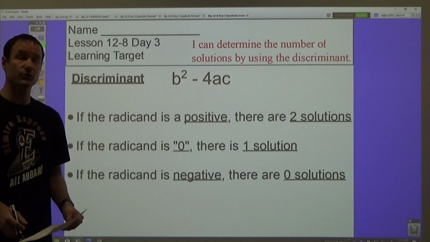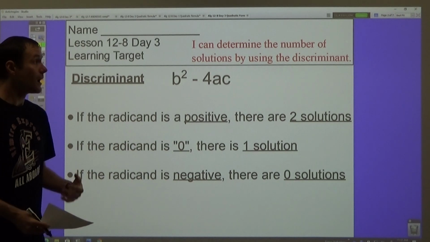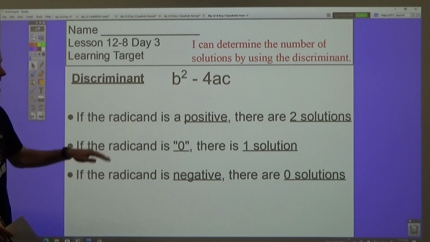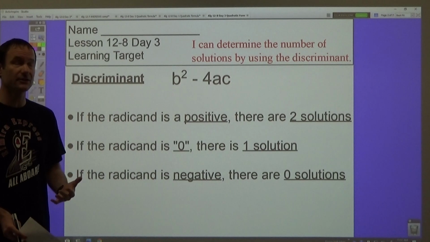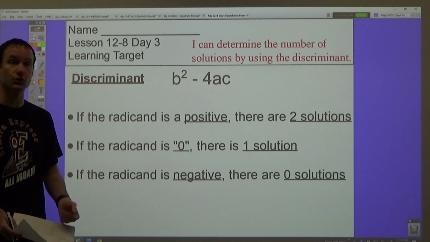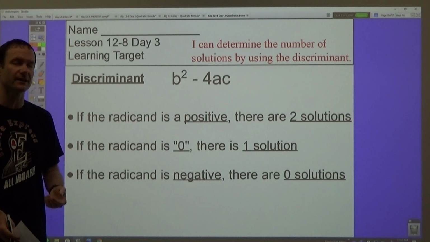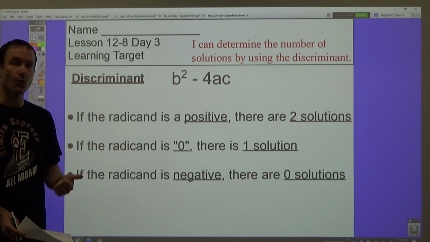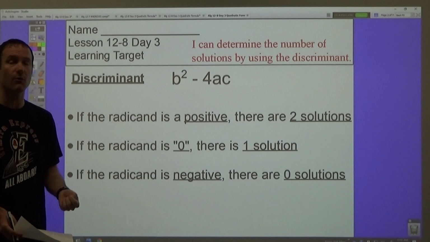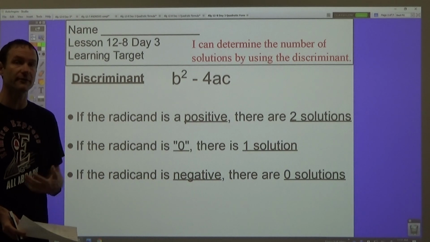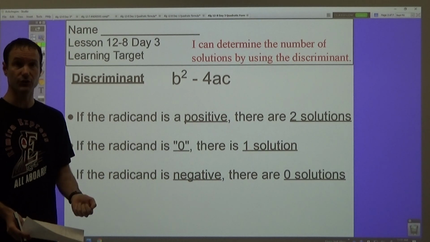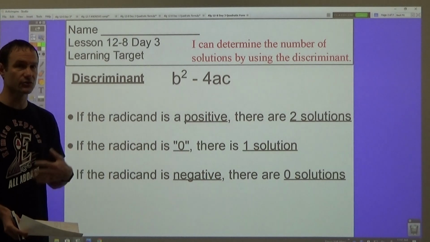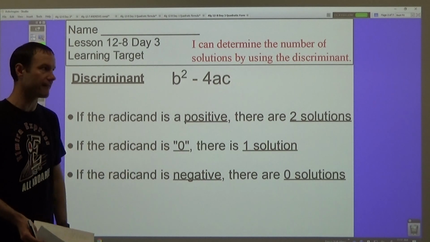This is the lesson for 12-8, day 3. What you're going to be doing today is determining the number of solutions. Your final answer is either going to be 0, 1, or 2. If it's 1 or 2, you do have to use the quadratic formula to find the 1 solution or the 2 solutions. If it's 0 solutions, you're just going to put 0 and there's nothing left to do.